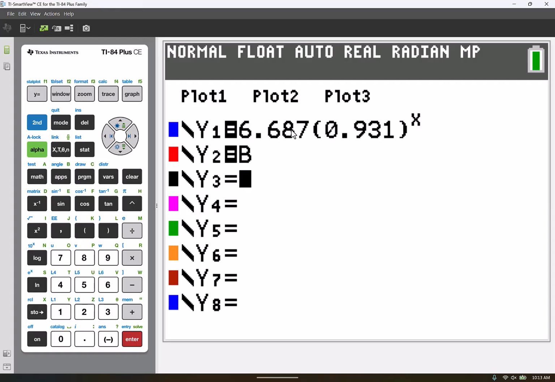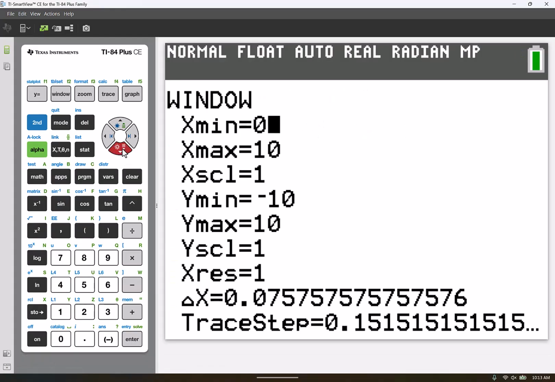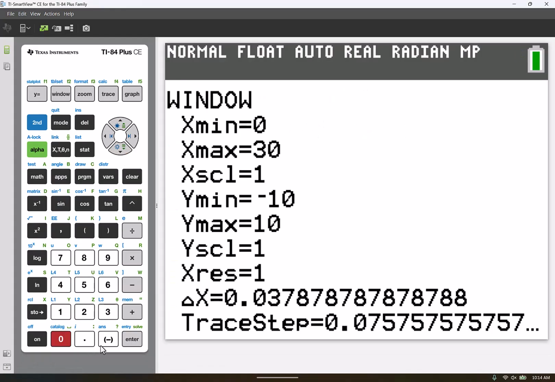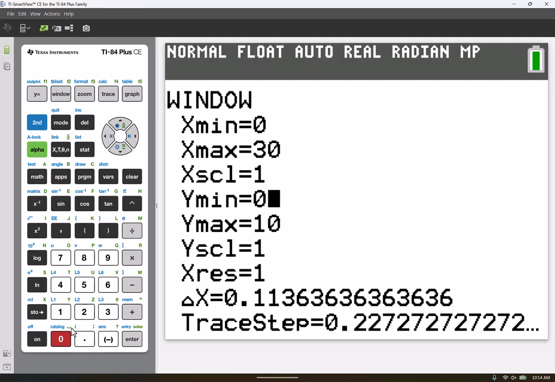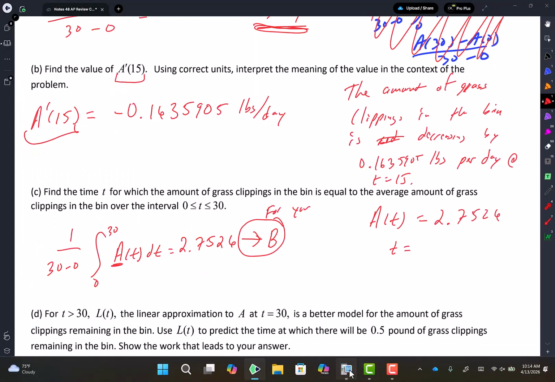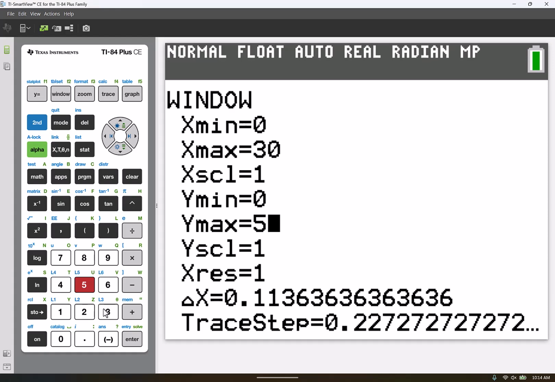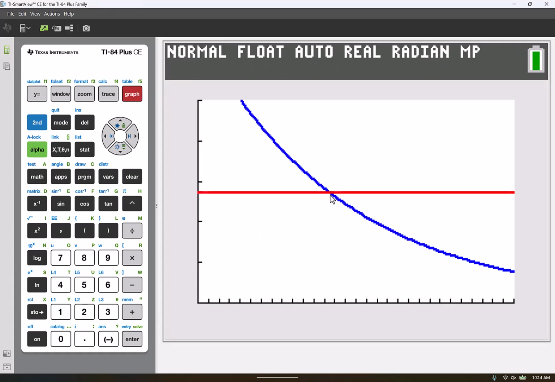So I'm going to push window. I'm going to go 0 to 30. Why am I doing 0 to 30? Because that's the interval for this function A of t. My Y min, I'm going to put 0. My Y max, let's see, what was my 2.7? I'll just make it like 5 or 10. Push graph. There it is. At that moment, that's a time value where I have the average weight.